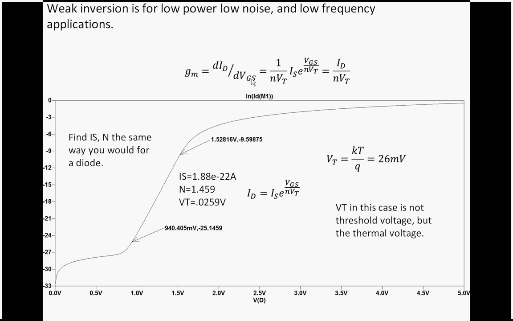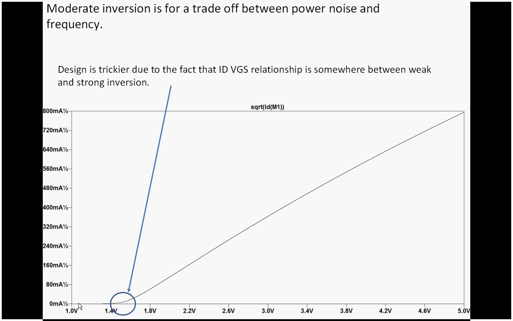The applications are low power, low noise, and low frequency. Because you're not applying a large gate voltage, you're not banging the electrons into the surface of the MOSFET oxide layer, and so there's actually less noise, and you can achieve noise levels equal to a BJT for weak inversion.